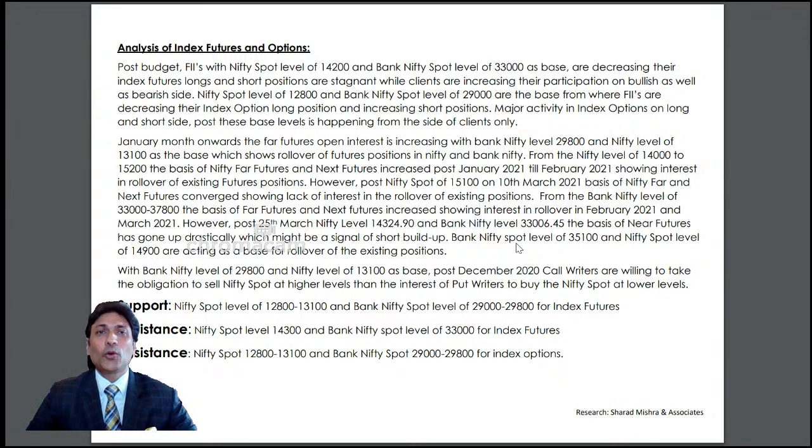The overall analysis says that what FIIs are doing is that for the index futures, for Nifty and Bank Nifty futures, the support level is 12,800, 13,100 for the Nifty, and for Bank Nifty the support is 29,000, 29,800. However, where is the resistance? The resistance is 14,300 and 33,000 for Bank Nifty. What does it say? What does it refer?